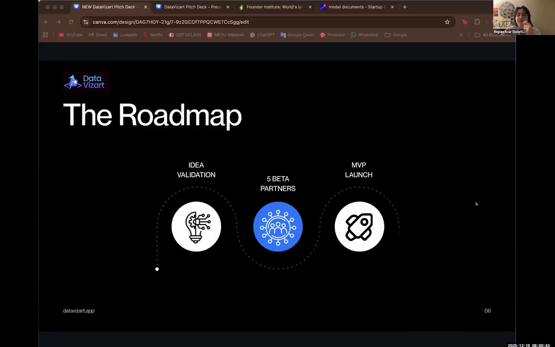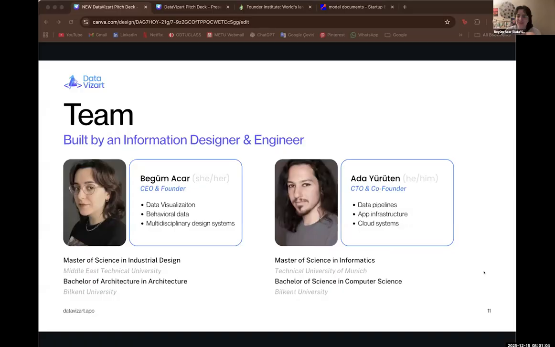So what's our next immediate step? We are moving from hypothesis to validation. And at this stage, we are not looking for funding to build a massive ship. We are looking for 5 visionary CFOs to help us steer the rudder. So we want to co-create the first version of Data Wizard with leaders who are tired of Excel hell and want to pioneer the future of executive storytelling.